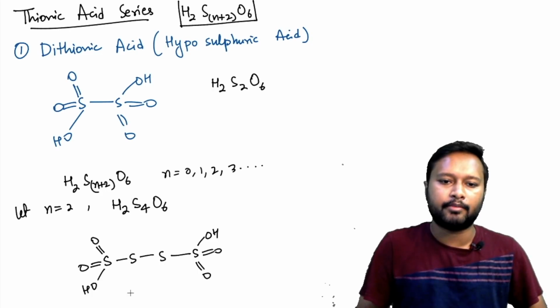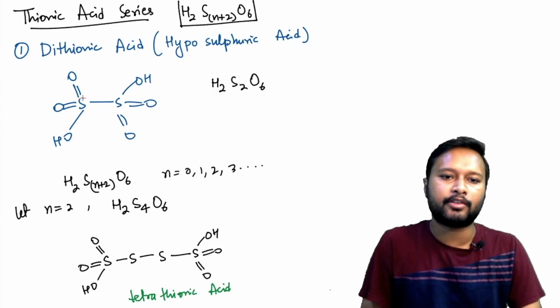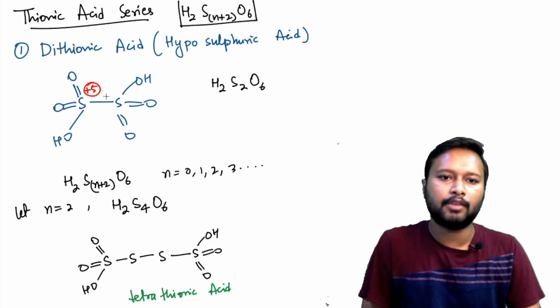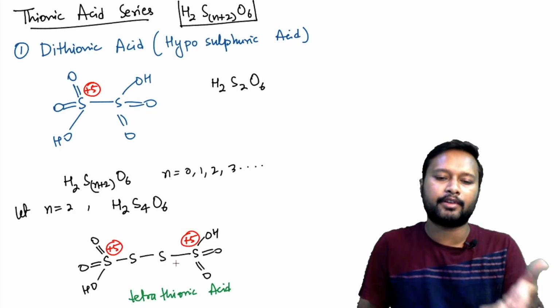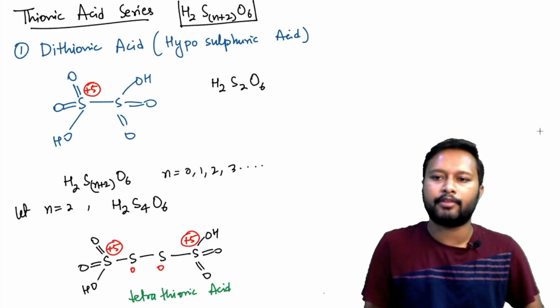Okay, what's its name? It's tetrathionic acid. What is the oxidation state if I ask you? In this molecule, the oxidation state over here is +5, and here also the oxidation state will be +5 for both of them. But for the central sulfurs, because these are sulfur-sulfur bonds, their oxidation state will be 0. So that's how it will be.